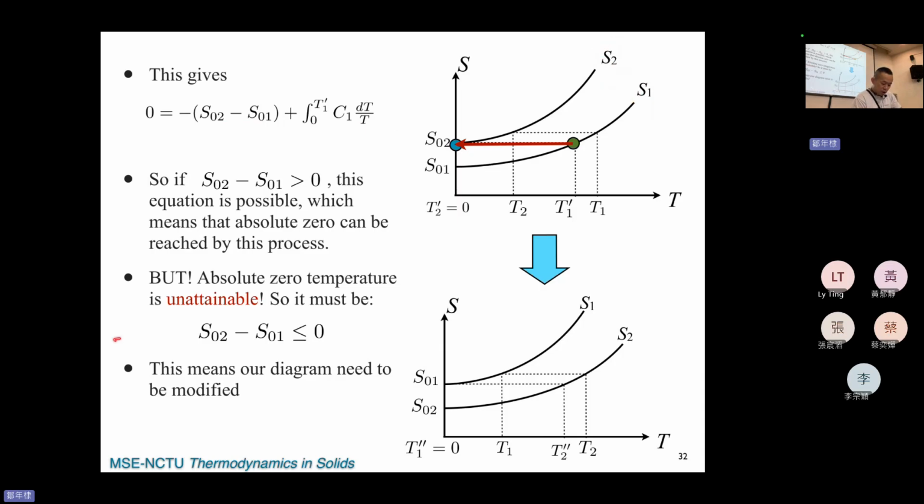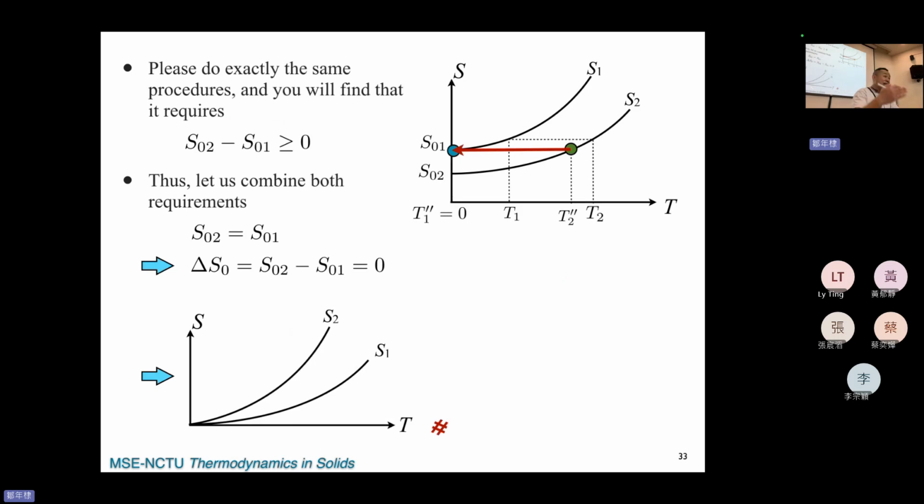So now let's go to the second step. We assume S1 greater than S2. But we know that we will have exactly the same conclusion. We cannot do that, because it means that we can achieve 0K. So combining both conditions, SO2 needs to be equal to SO1.